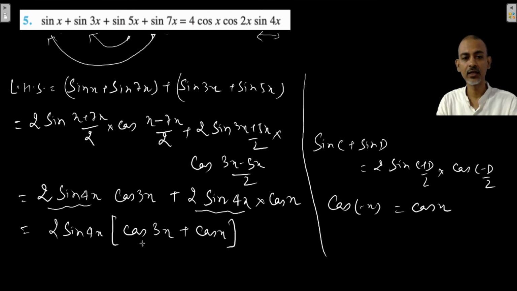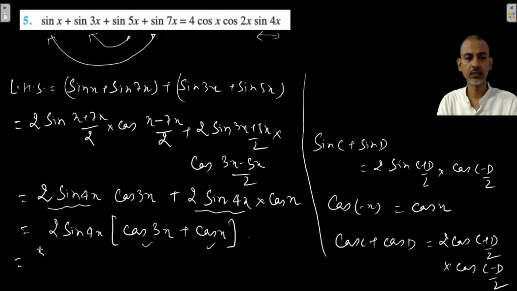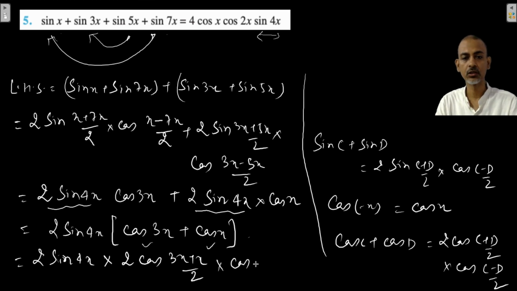Now this is again looking like cos c plus cos d. What is cos c plus cos d? You know that, right? It's nothing but 2 cos of (c plus d) by 2 into cos of (c minus d) by 2. So this is what it will be. So let's do that. We have 2 sin of 4x. And then again we will have 2 times cos of (3x plus x) by 2. This is (c plus d) by 2, into cos of (3x minus x) by 2.